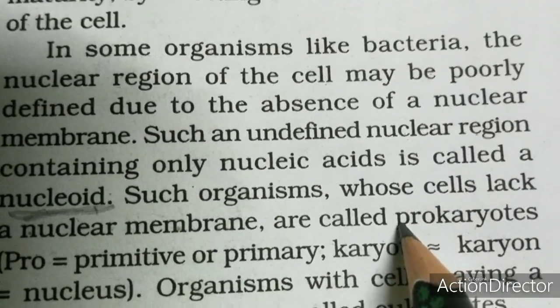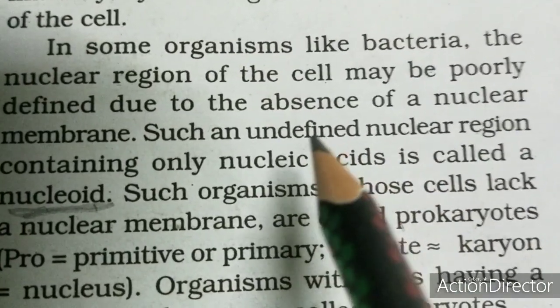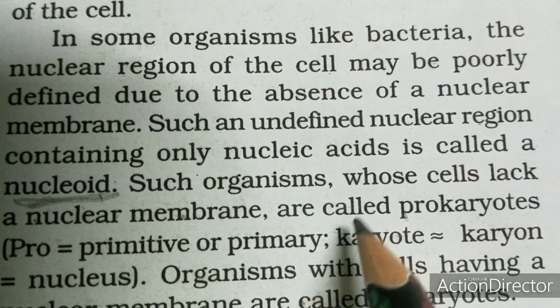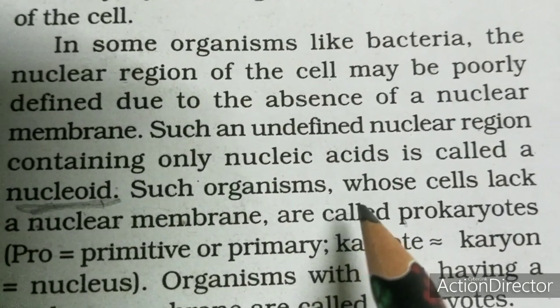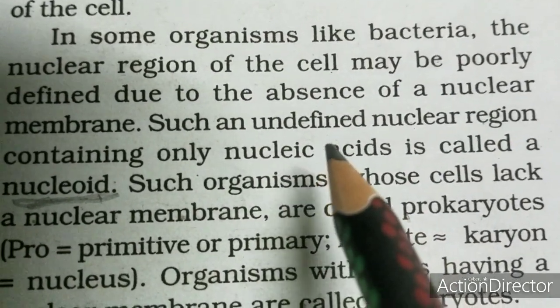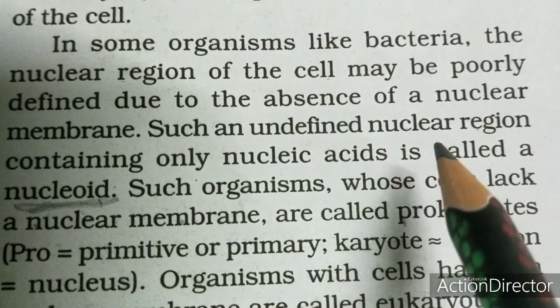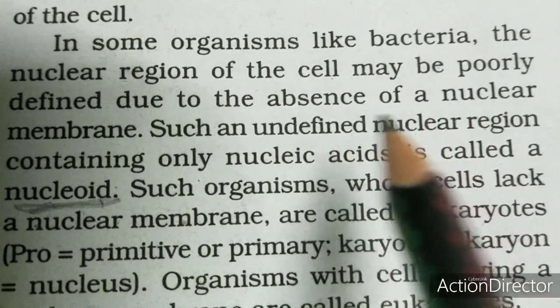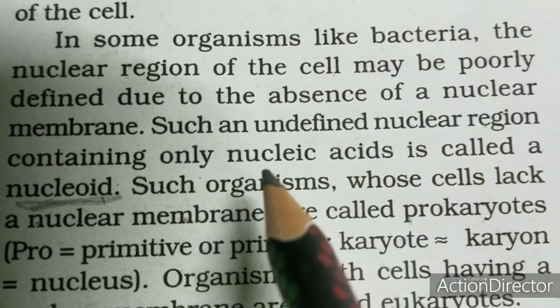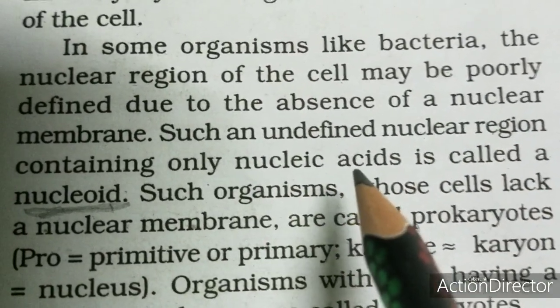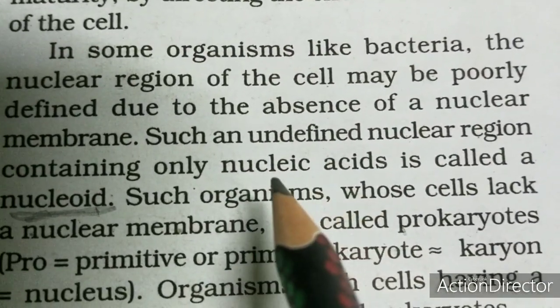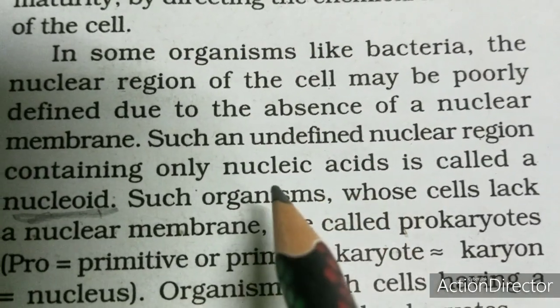But what is that cell known as? That type of cell is known as a prokaryotic cell. What is a prokaryotic cell? A cell which has an undefined nuclear region with no nuclear membrane or absence of nuclear membrane but has only the nucleic acids. Such types of cells are called prokaryotic cells.